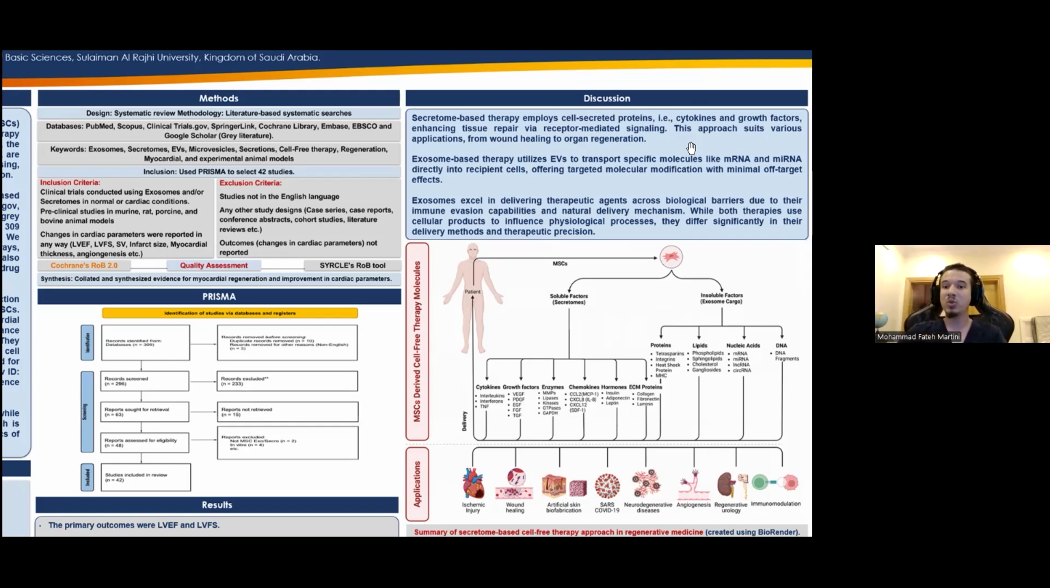While both therapies use cellular products to influence physiological processes, they differ in signaling and delivery pathway. As for delivery, they could be injected or applied as patches directly to the heart, and there are even studies about sprays to the pericardium, and also inhaled. It depends on the application. A small example for the comparison: why do we use cell-free therapy instead of cell-based therapy? Because there are studies about cell-based therapy implanting mesenchymal stem cells directly into the heart, and there are studies that already have done clinical trials on this.